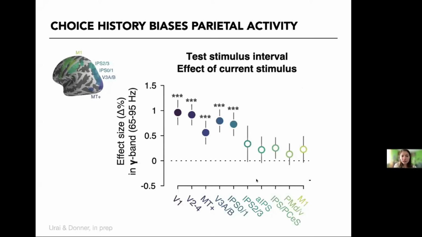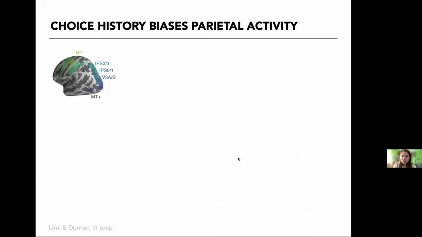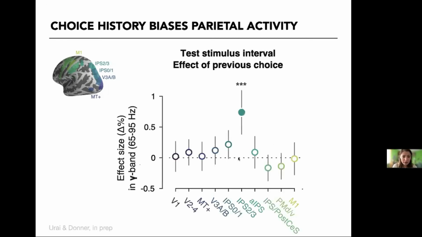Here we see that the effect of visual stimuli indeed is most strong early on in the visual cortex. All good. But what was then really interesting to us is that we can test not just the effect of the current stimuli, but also of the choice that people made just before, because we know that people have these biases that depend on their previous choices. And there we saw quite a different effect, namely that specifically in the higher regions of the intraparietal sulcus. So in this case, these regions are called IPS2 and 3.